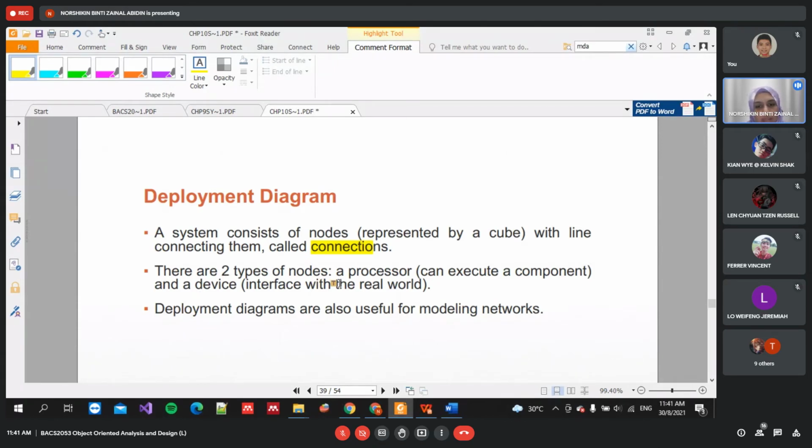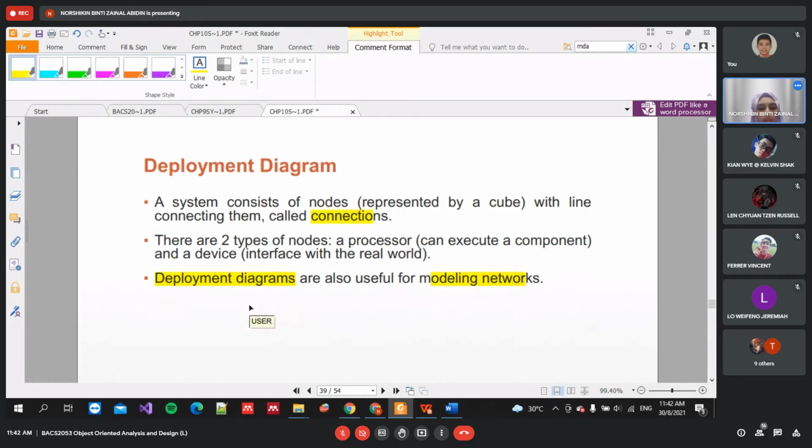There are two types of node, processor and device. A processor executes components and a device interfaces with the real world. There's a diagram later that shows the example. Deployment diagrams are also useful for modeling networks. Usually you will see this deployment diagram, and I'm already involved with it too, in networking. It's not only about networking, but it is usually useful to show them. Networking students are very familiar with this.